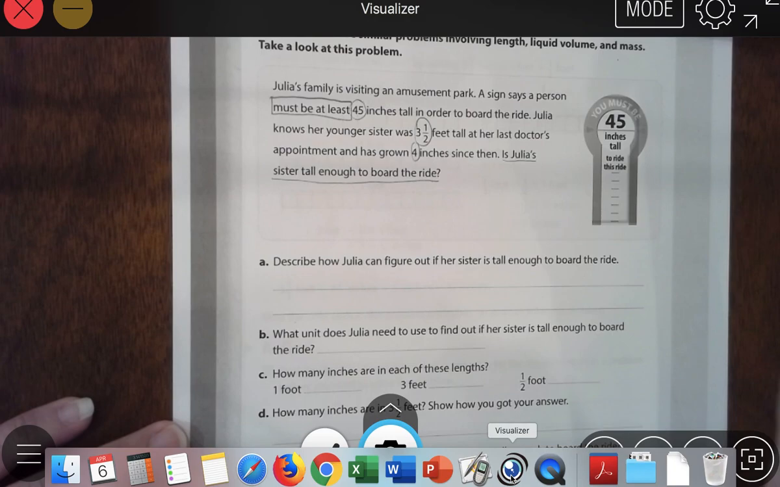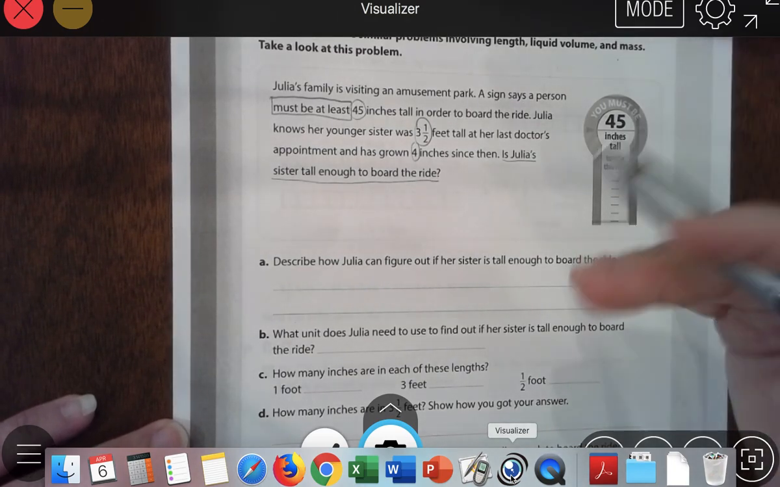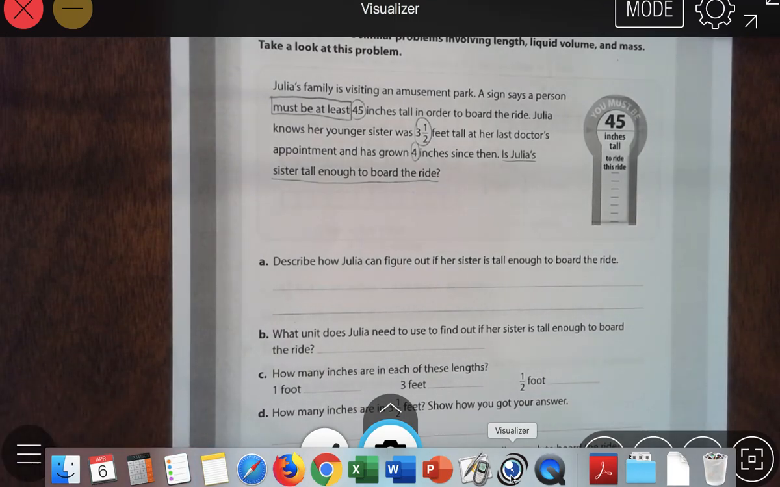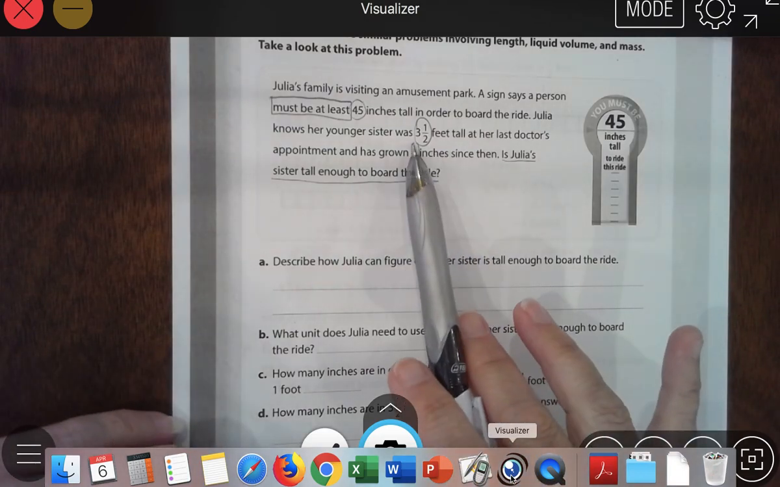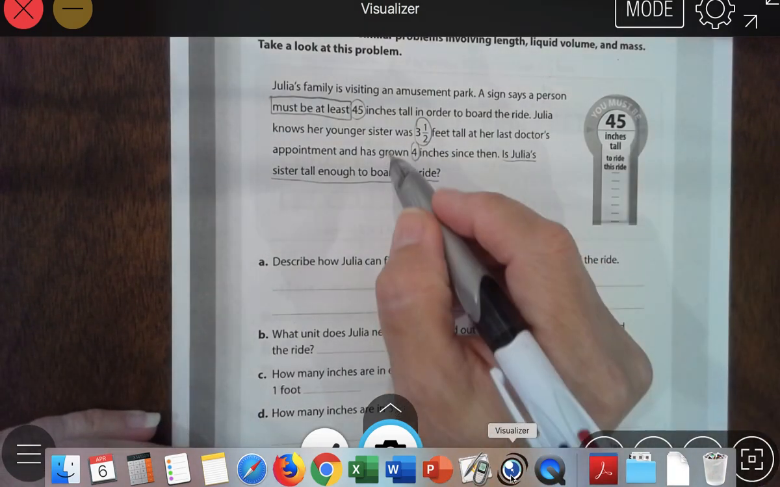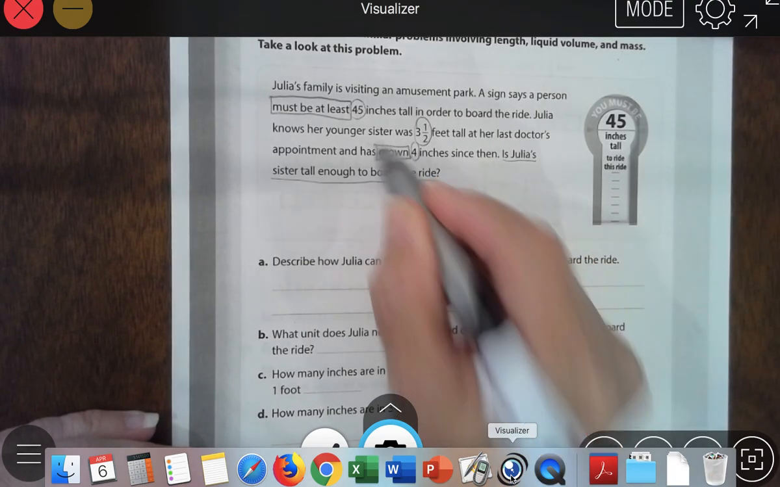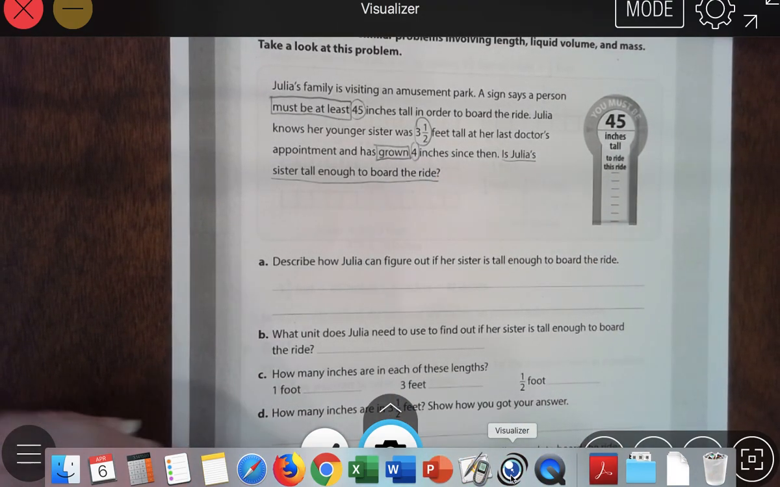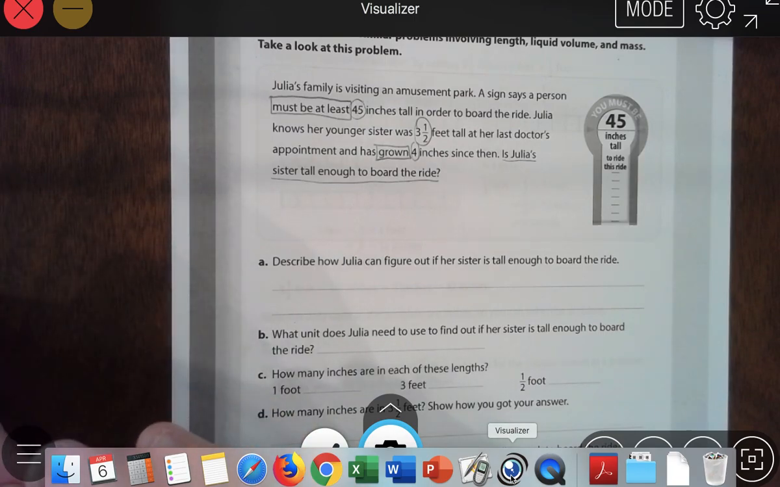46, 47, 48, anything above that number, she's good to go. Anything below 45, she cannot. Another way to represent this is to say 45 inches tall or greater, or no less than 45 inches tall. That's just a couple of different ways to say that. And then I'm going to say, I know she's 3.5 feet, and she has grown. I'm going to use that later on. And those are my boxed in key words.